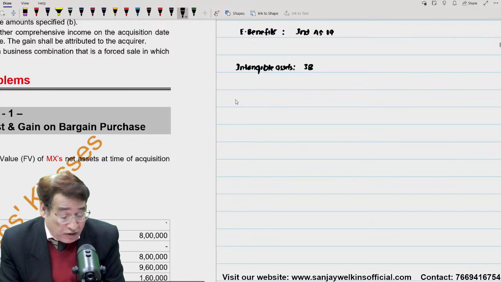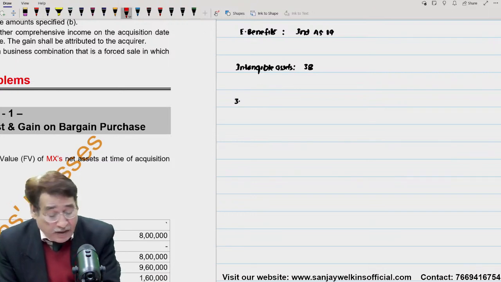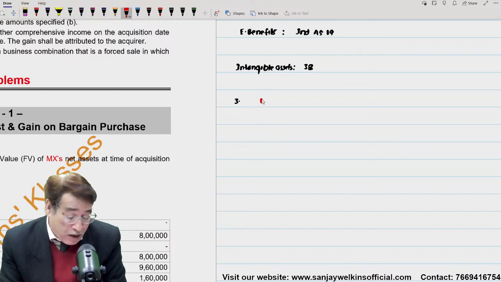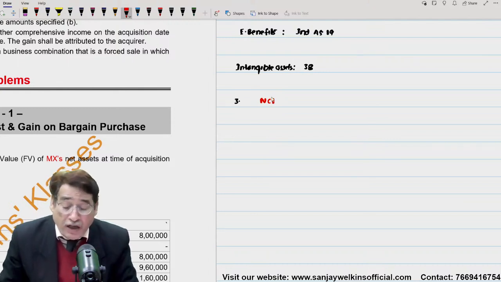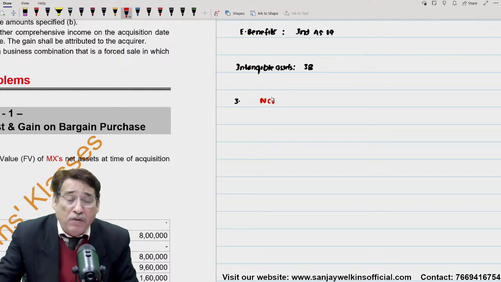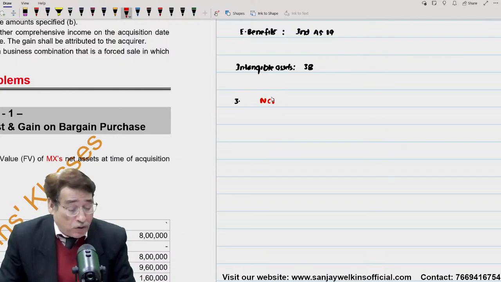Now under the third step, the standard says that when you do the accounting, you will have to compute the NCI also. What we mean by NCI and how we are going to compute the value of the NCI, this is another question. So we have to compute the value of the NCI also. The standard says so. Pay attention here.